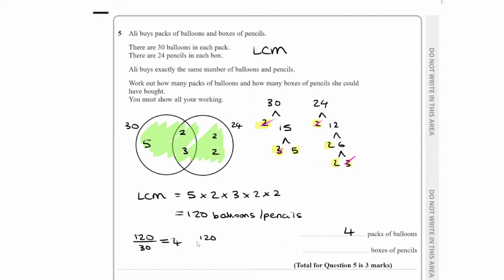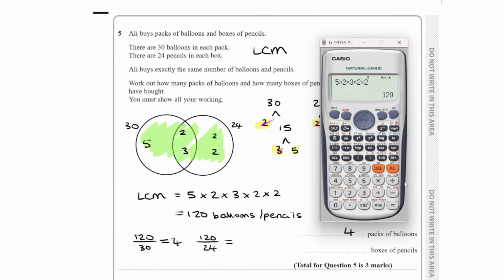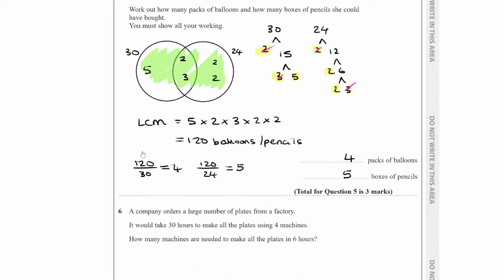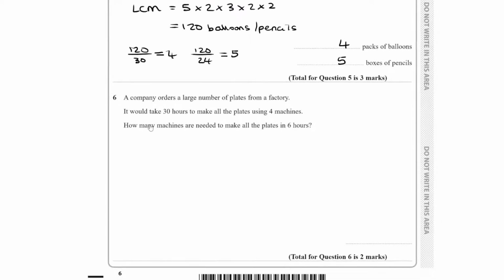And then 120 divided by 24 for the pencils. I'm pretty sure it gives you 5, but let me check. So that divided by 24, yeah, it's 5. Okay, so don't forget to do that at the end. However you want to work out lowest common multiple, that's up to you. And then obviously at the end, just make sure you convert it back into packs and boxes. But yeah, it's kind of disguised, that one, isn't it? You don't really necessarily realize what topic it relates to.